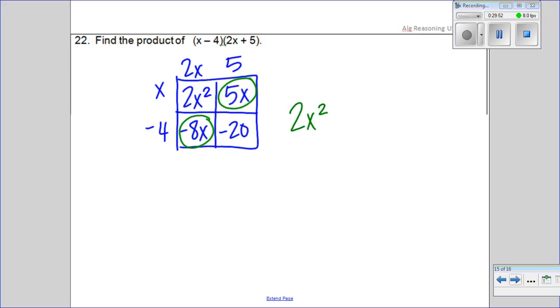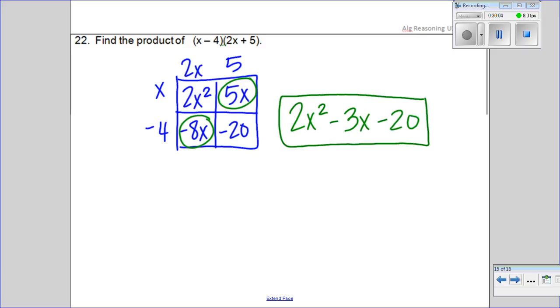And then negative 8 plus 5 is going to leave me with a negative 3x minus 20. Sorry, I got that jumbled as I was saying it. So the answer is 2x squared minus 3x minus 20.